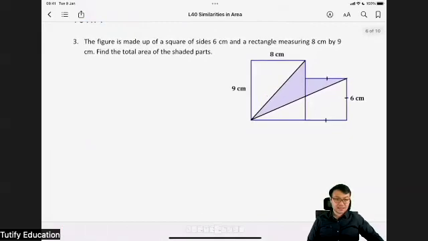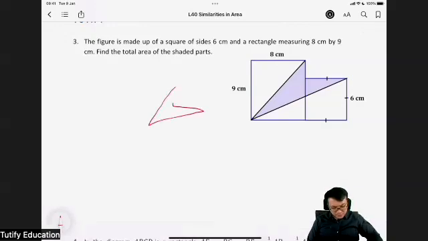Okay, let me ask Nicholas. Can you volunteer for this? So, they want you to find the shaded region. Can you tell me what shape that shaded region is? 2 triangles. It's 2 triangles, right? It's some funny arrowhead kind of shape. Do you know any formula to find an arrow shape?